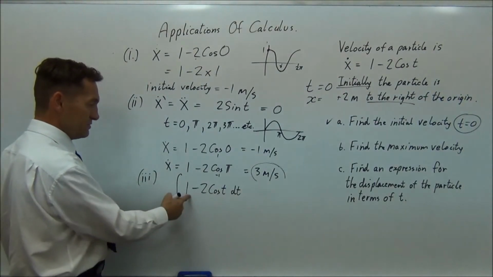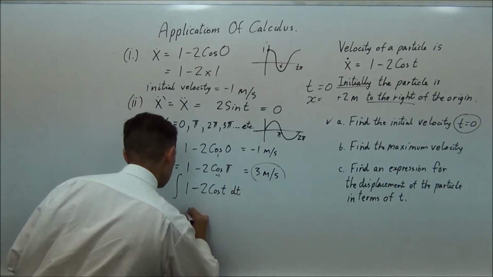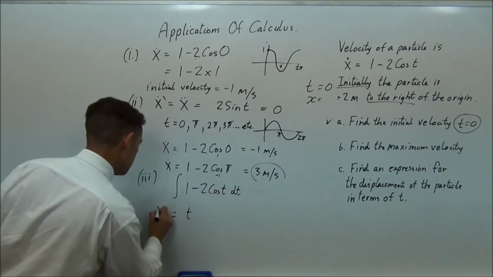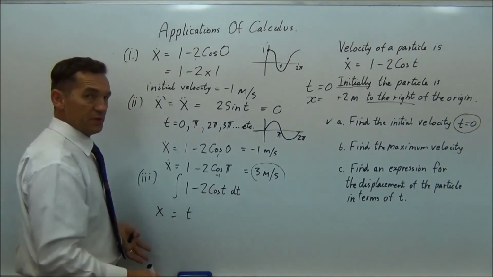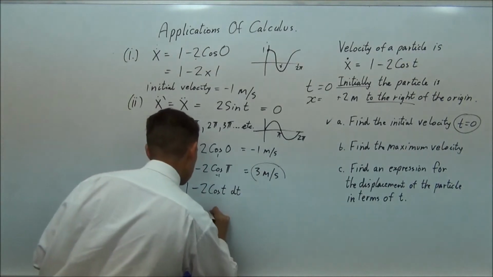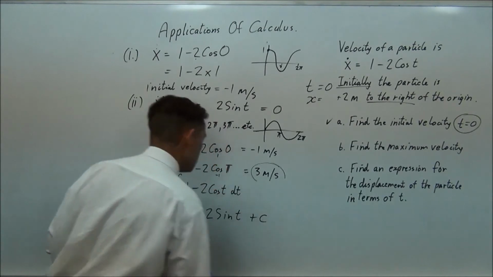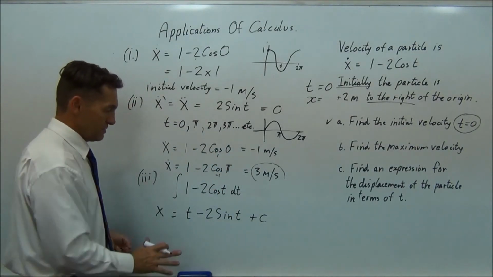Let's just integrate that with respect to t. Integrating 1 with respect to t, we just get t. That's pretty obvious. We're doing displacement, so it's just x. Integrate cos, and we get a sine. So this will be minus 2 sine t plus c. And you have to get rid of the plus c for it to be a completed equation.